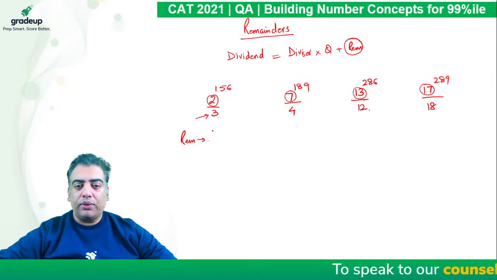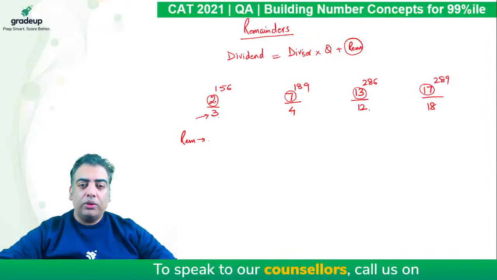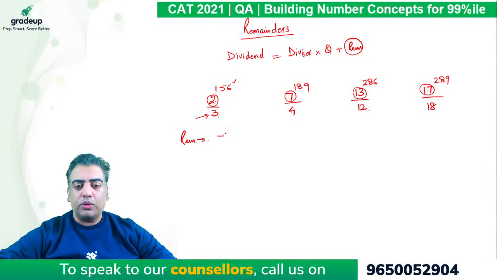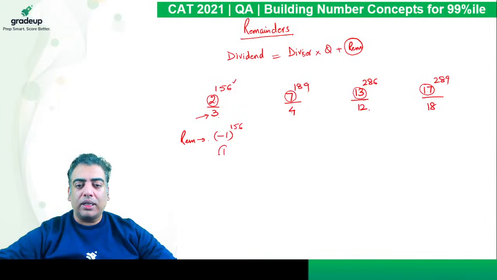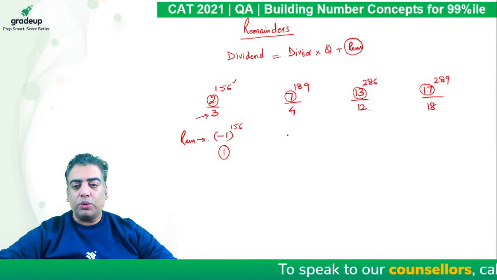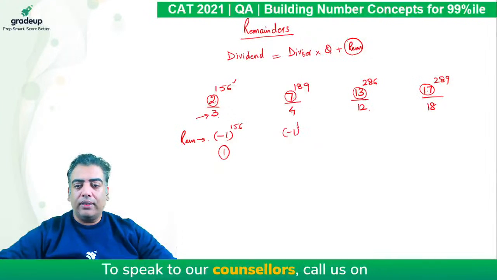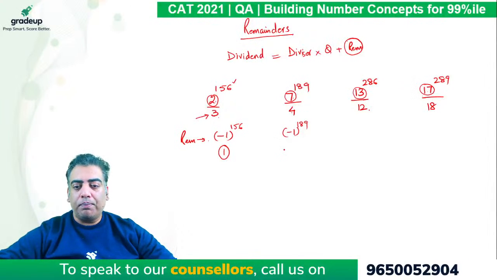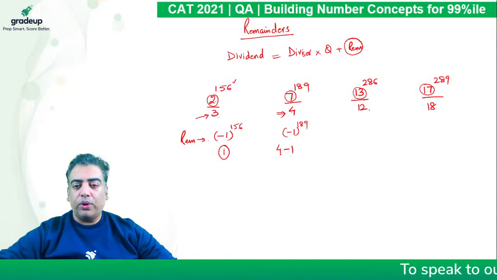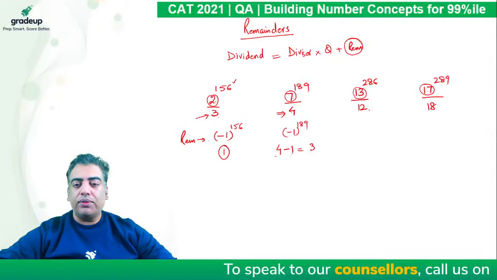So the step that we have to follow in all these cases will be 2 divided by 3, remainder is minus 1. Power is 156, so minus 1 raised to power any even value results in 1, so answer comes out to be 1 as a remainder. Here again I can say minus 1 raised to power 189 comes out to be minus of 1. So in any case, if remainder is negative, we need to add divisor to it so that the result becomes positive. So we will add 4 into this. So 4 minus 1, positive remainder comes out to be 3.